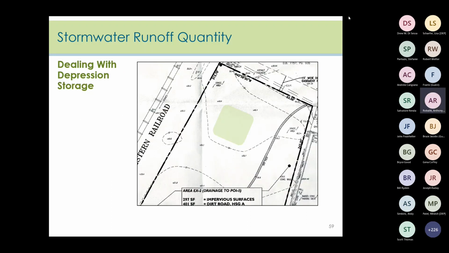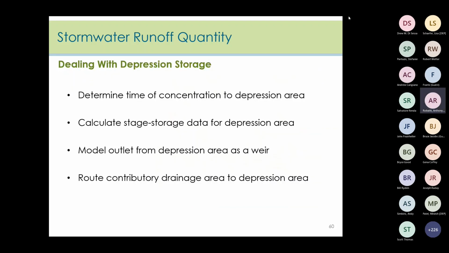So if you recall, this is the example of depression storage that was shown earlier. Had the reviewer conducted a proper review of the existing depression storage area, there most likely wouldn't be the issues that are there on site today. So again, the reviewer must review the time of concentration to the depression area, calculate the stage storage data for the depression area, and model the outlet from the depression area as either a weir or some other outlet or overflow, and route the contributory drainage area to the depression area.